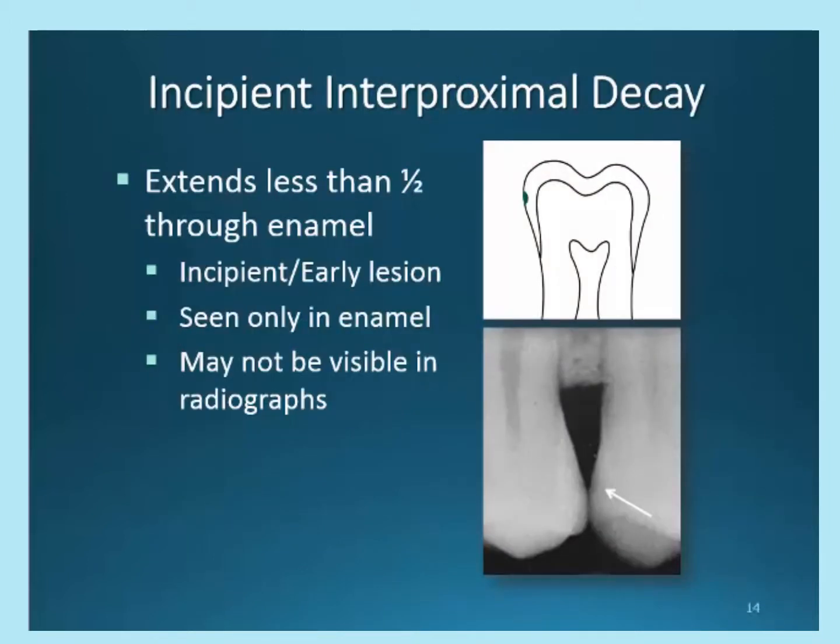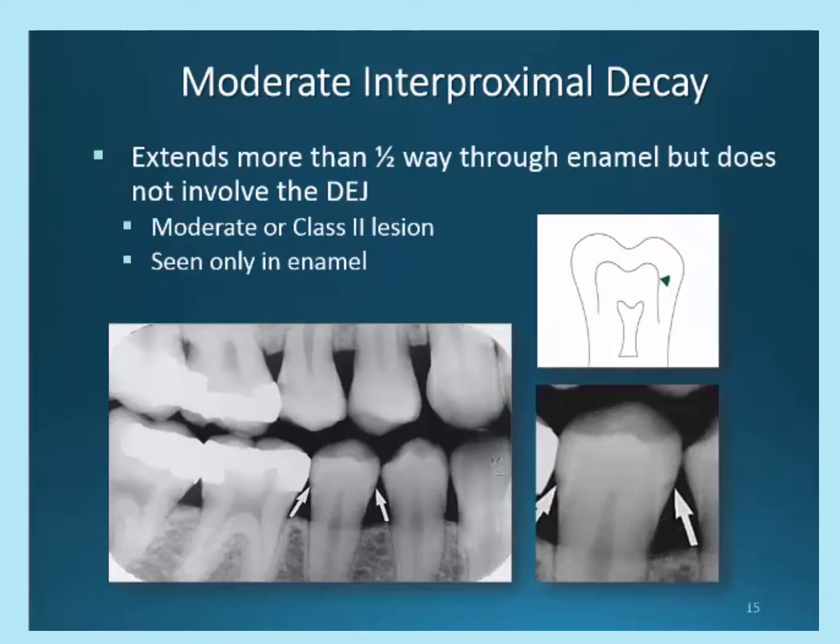Incipient proximal decay extends less than 1/2 through the enamel surface. Incipient means early lesion. These lesions are rarely seen on radiographs, and when they do appear, it may be due to excellent technique and the visibly trained eye to spot them. They also may be more advanced than visually seen, as we have noted earlier in this presentation, that the radiographic image of decay may appear much less involved than when the true restoration is complete.